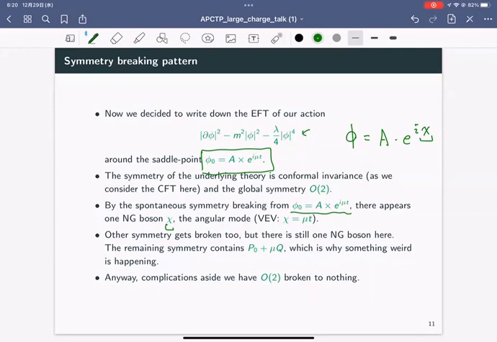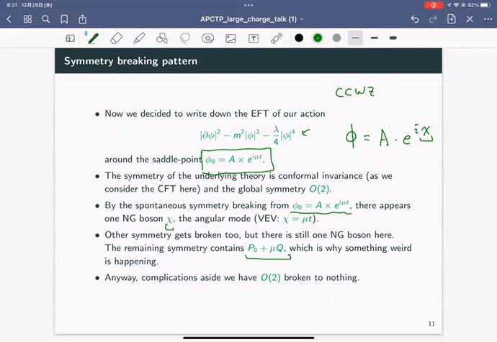You can see this by using the CCWZ formalism, Coleman, Callan, Wess, Zumino. I'm sorry for the other C. What's weird is that the number of broken symmetries does not match the number of Nambu-Goldstone bosons, but it's okay because the remaining symmetry contains the time translation plus rotation around the O(2), which is why something weird is happening.